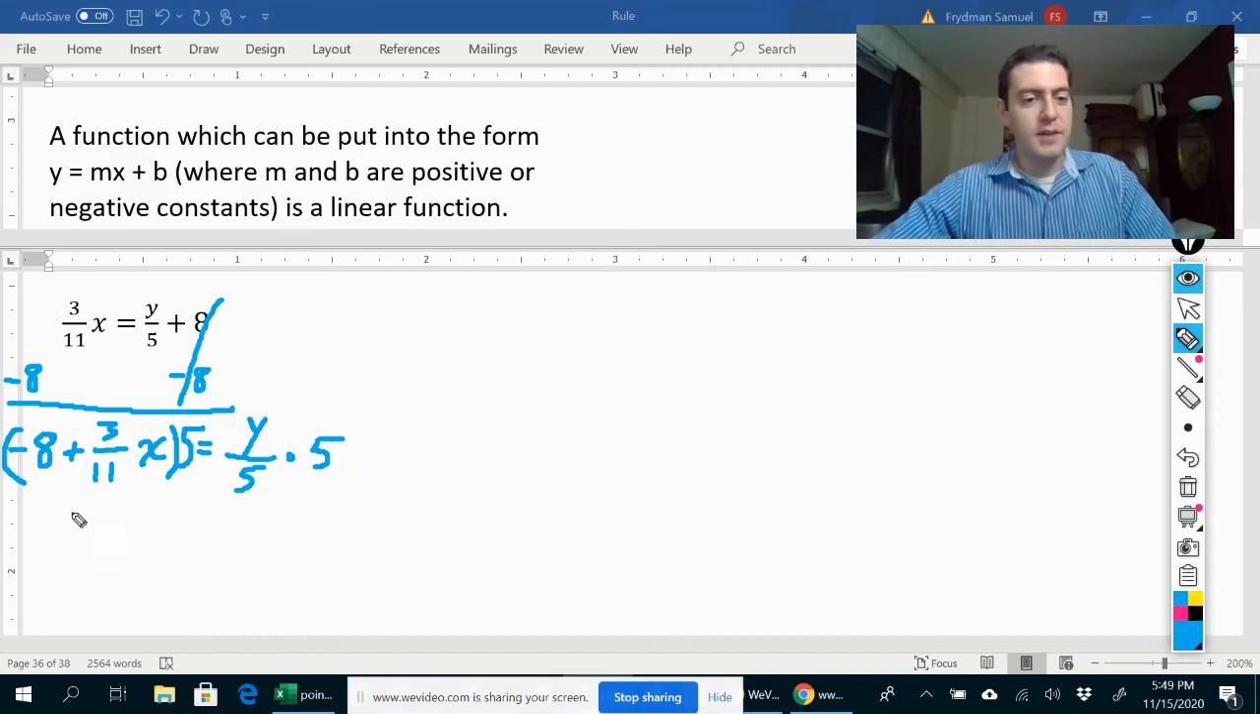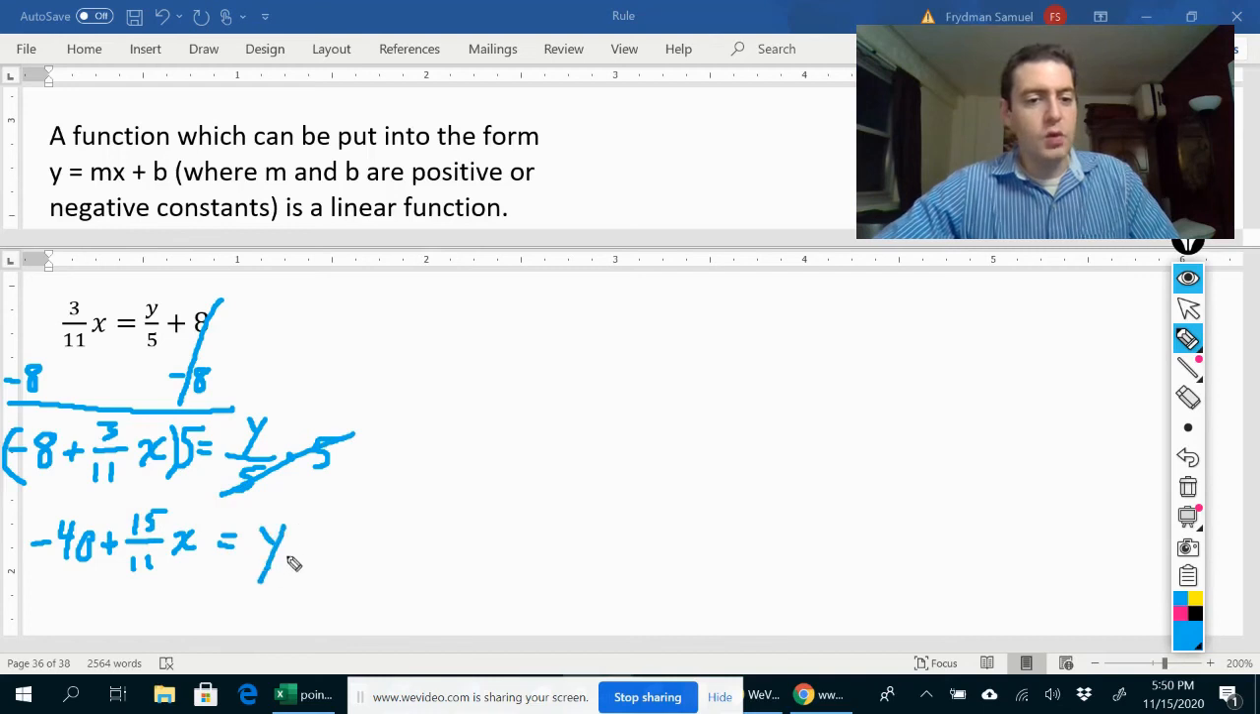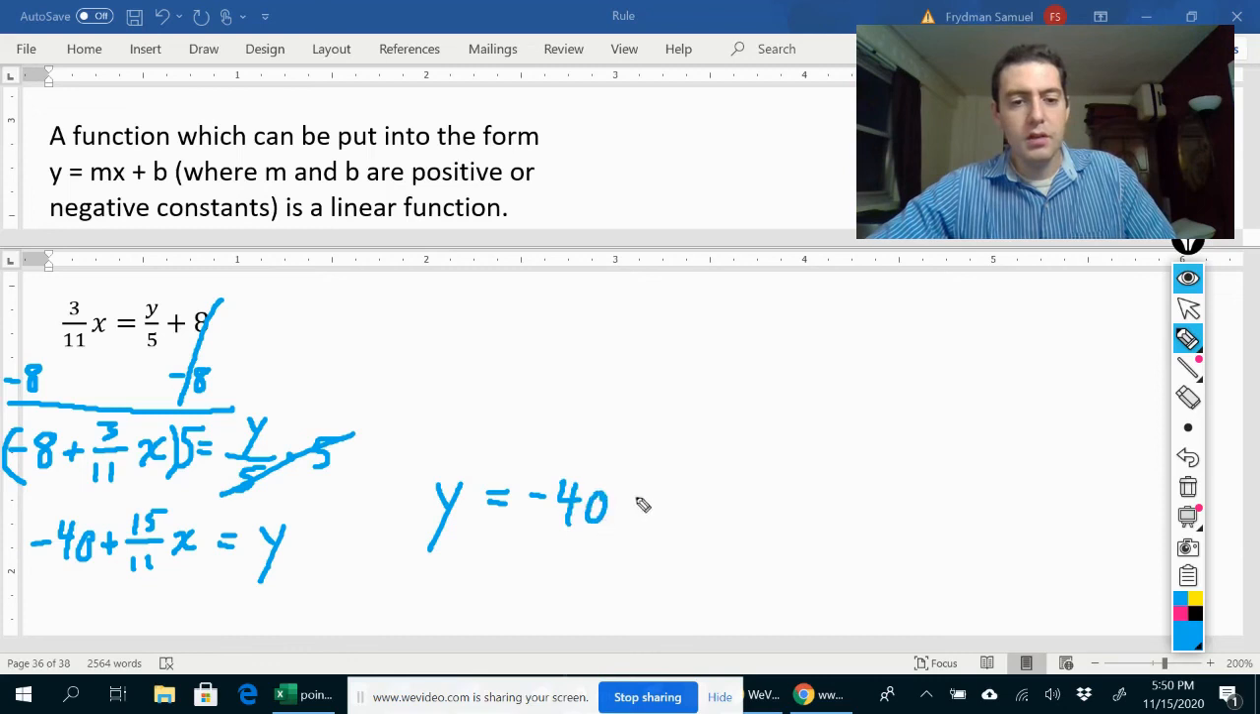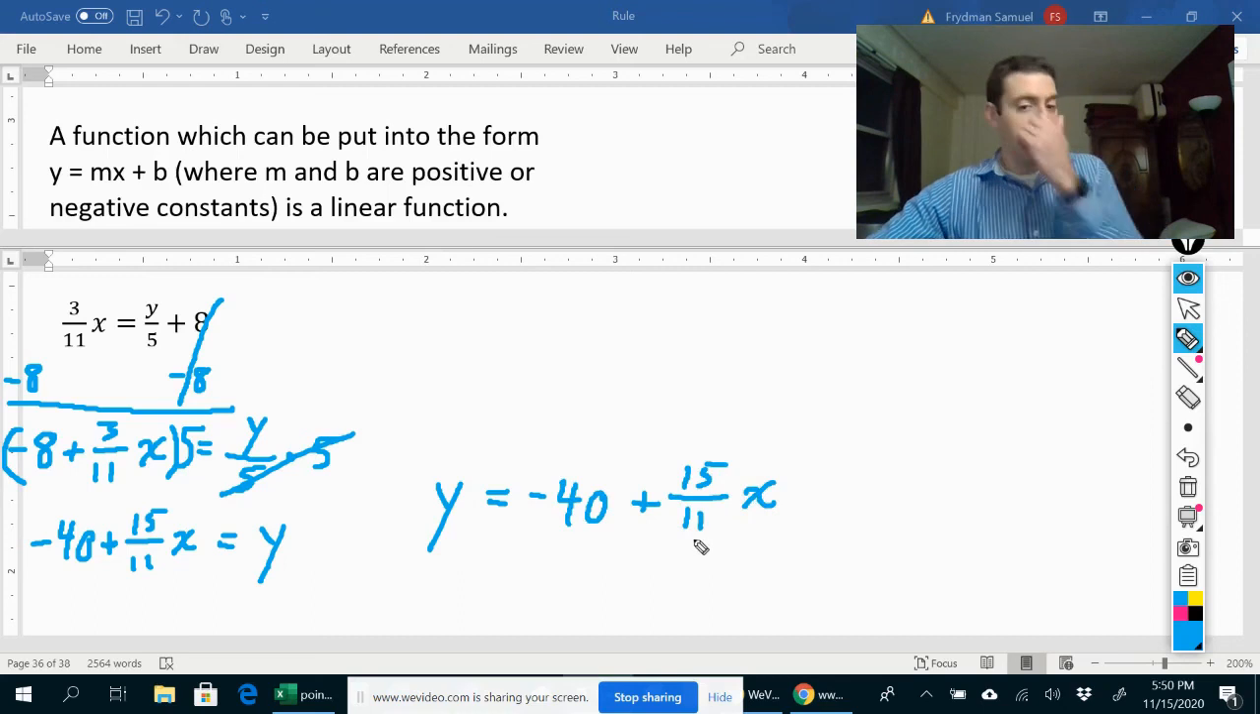So this 5 times negative 8 is negative 40, and 5 times 3/11 would be 15/11 x. Okay, there's the x equals, and that canceled. That was the whole point of doing that. Equals y, and if you want, you could put the y on the left side. So y equals negative 40 plus 15/11 x. And really, I already have this in slope-intercept form.